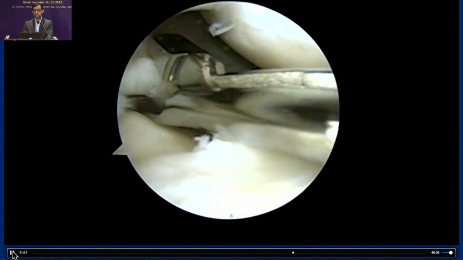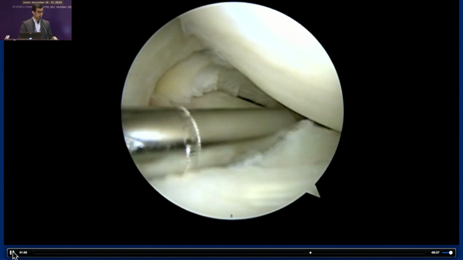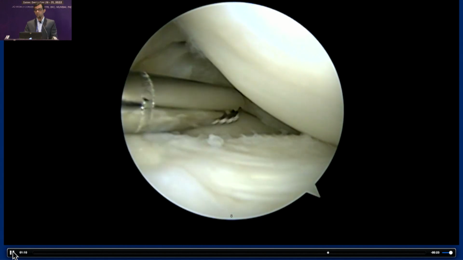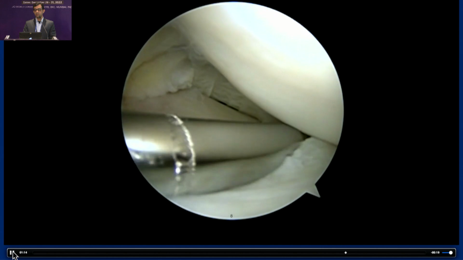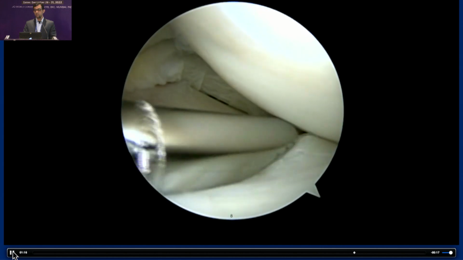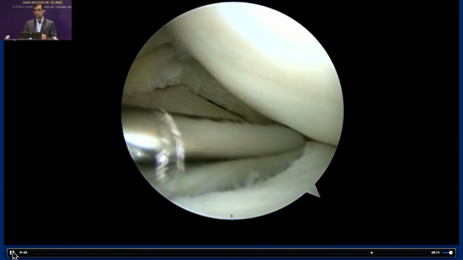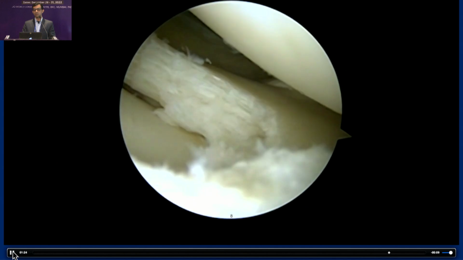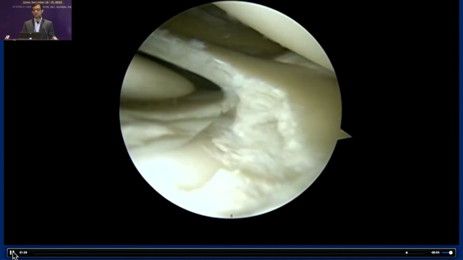This is what I mentioned, that you may need to shift your working portal to the anterolateral portal and debride the meniscus properly. Now we are resecting and reshaping the meniscus to make it as normal as possible. So what is the end point of all these things? As soon as your clunk is gone on range of motion. If it is not gone, then you need to further resect the meniscus.